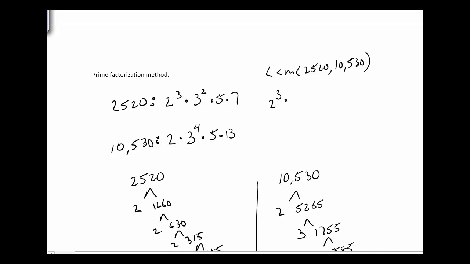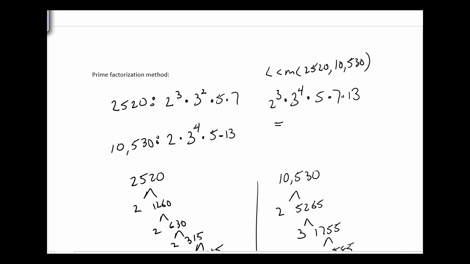Then I go to the 3's, and I know I have to have 3 squared, but I have 3 to the 4th, that's bigger. So it has to have 3 to the 4th in it. I know it's going to have a 5 in it. It's going to have a 7. It's going to have a 13. Okay, so that is the prime factorization for the least common multiple of those two numbers.